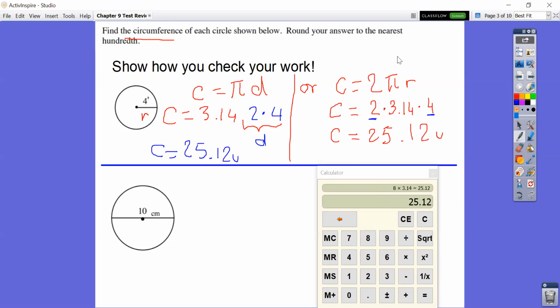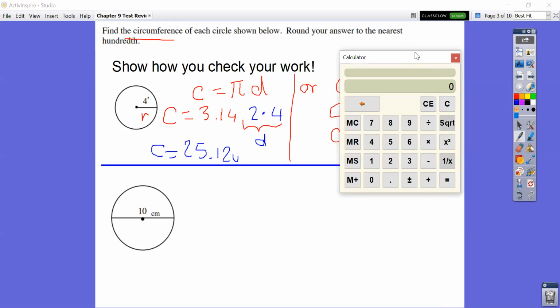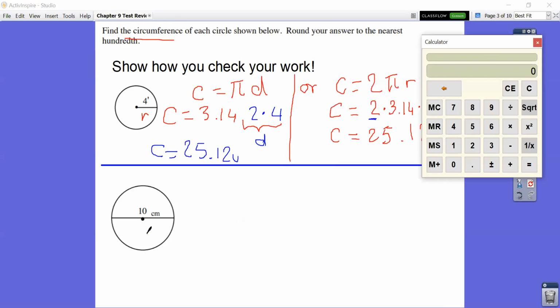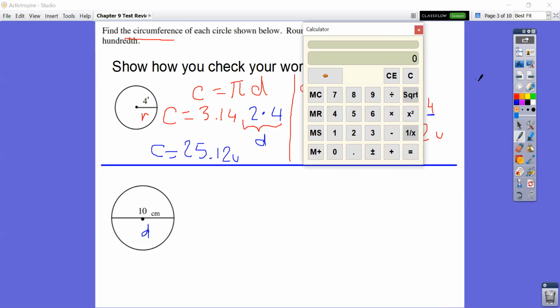Okay. All right, moving on to the next one. The next one, what do we have? Diameter equals 10. Circumference, what is it? So you have 2 formulas. Which one would you like to use? Doesn't matter. They both get you the same answer. So the first formula, C equals pi d. The other formula, C equals 2 pi r. Both get you the same answer.